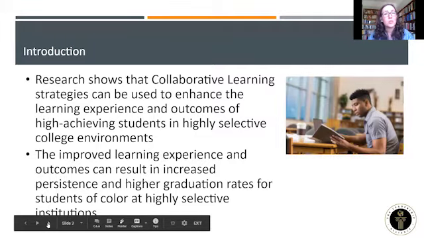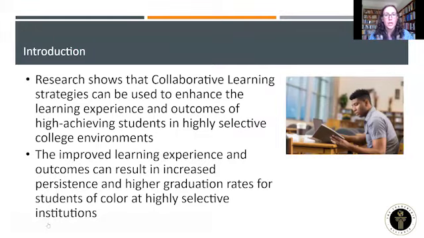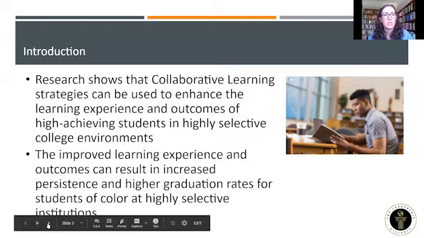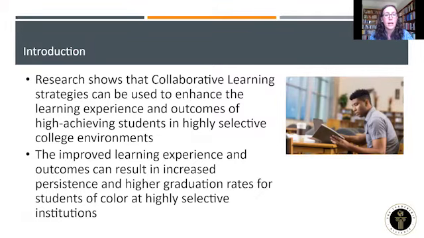Awesome. And so really we wanted to just start with introducing collaborative learning. And there is a lot of research that demonstrates that collaborative learning can be used to enhance the learning experiences and outcomes of high achieving students in highly selective college environments. And there are many benefits to using different collaborative learning strategies.